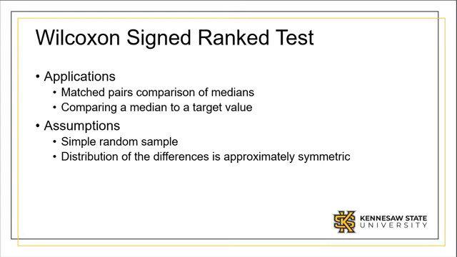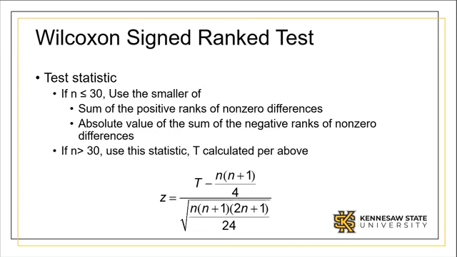The assumptions for this test are few. We must have simple random samples. Also, the distribution of the differences of the data should be bell-shaped. To find the test statistic, we deploy a similar tiered function approach. If the sample size is at most 30, we use the smaller of the sum of non-zero difference ranks between positive and negative. If the sample size exceeds 30, we still calculate the t-value, but we need to convert to a z-score using the formula shown.